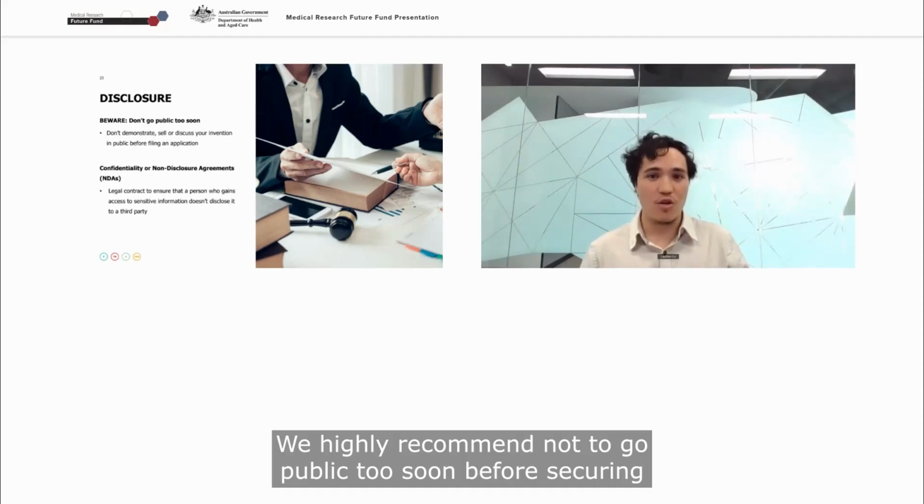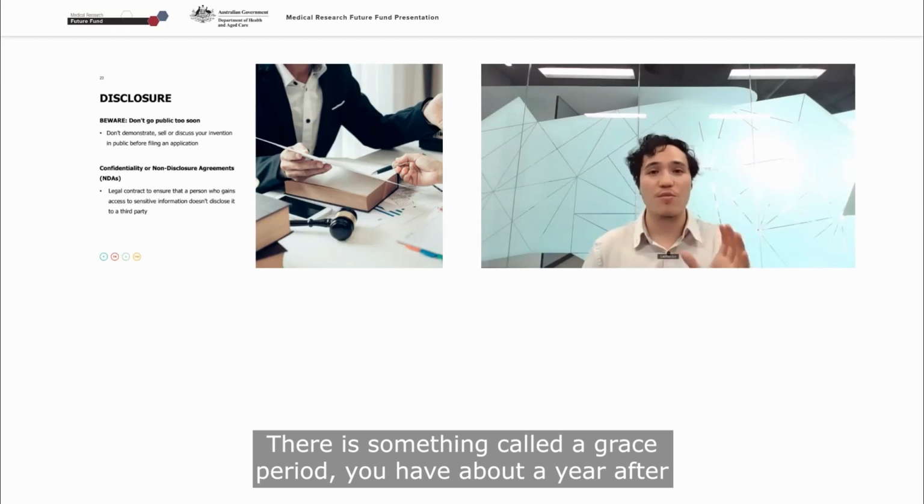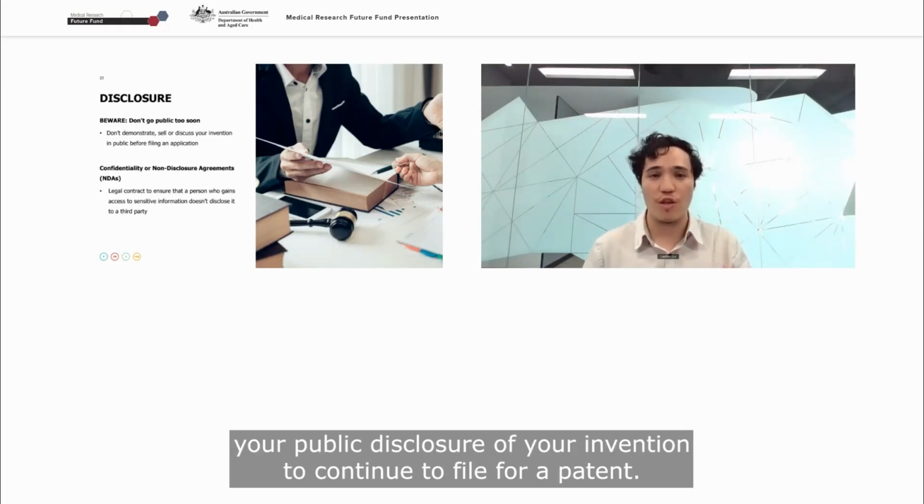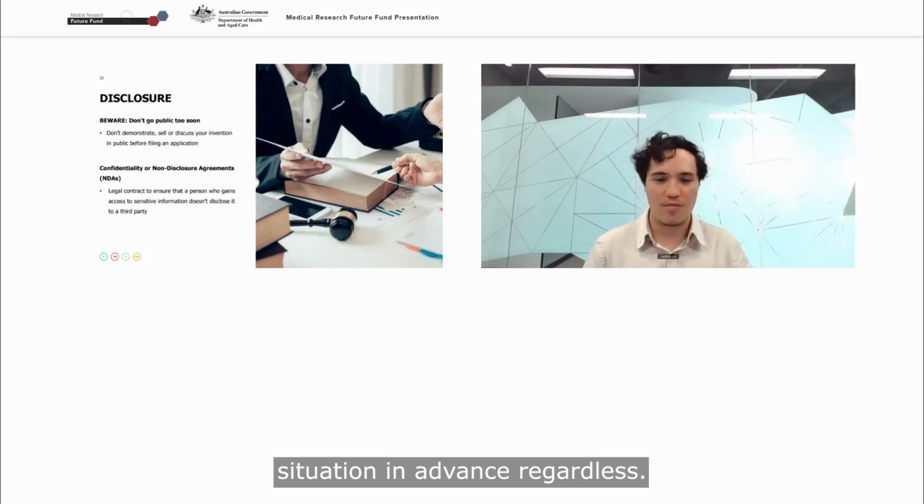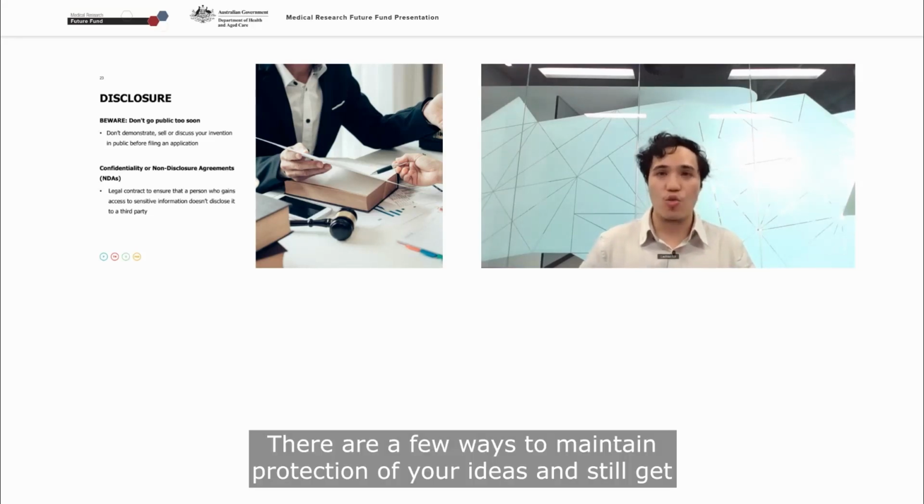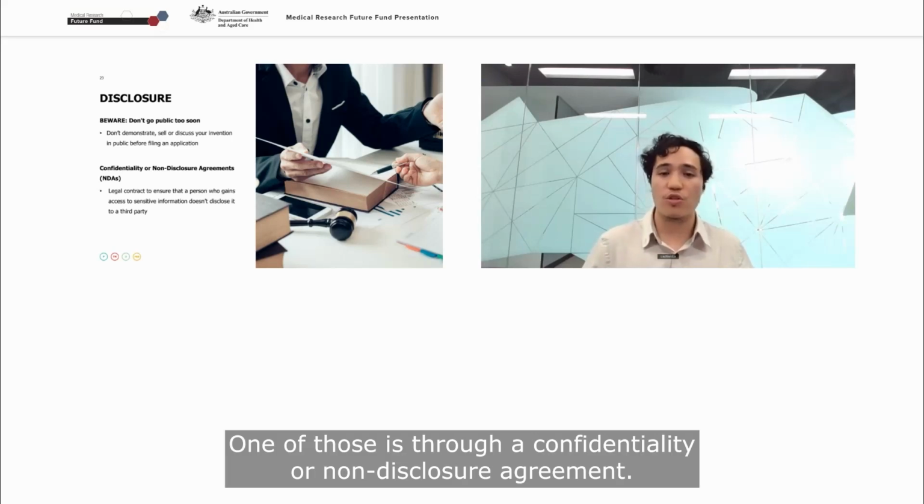We highly recommend not to go public too soon before securing some protections so that you're able to continue to get your patent. There is something called a grace period. You have about a year after your public disclosure of your invention to continue to file for a patent, but it's a bit of a headache, and it's better to just plan for this situation in advance regardless. There are a few ways to maintain protection of your ideas and still get the word out on what you're working on. One of those is through a confidentiality or non-disclosure agreement.